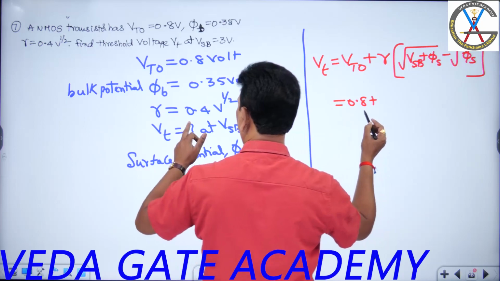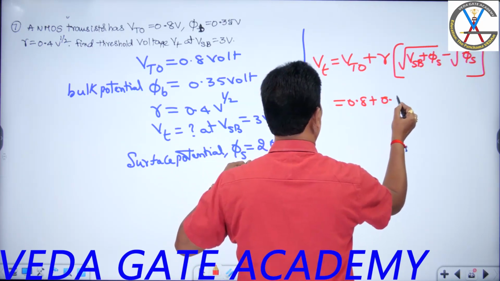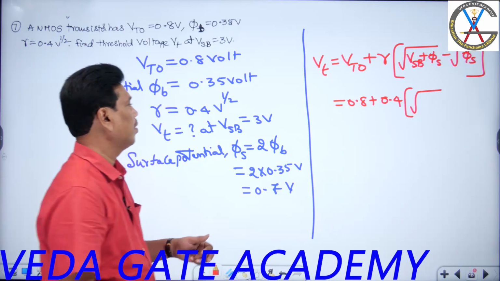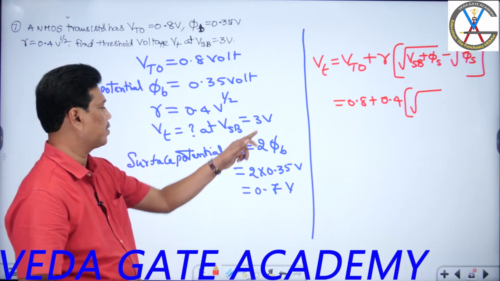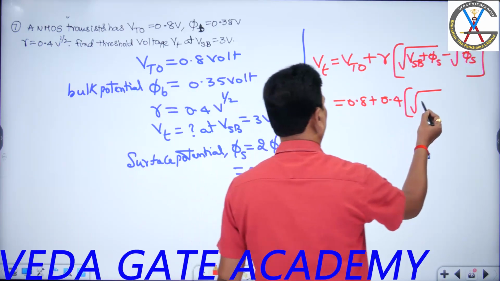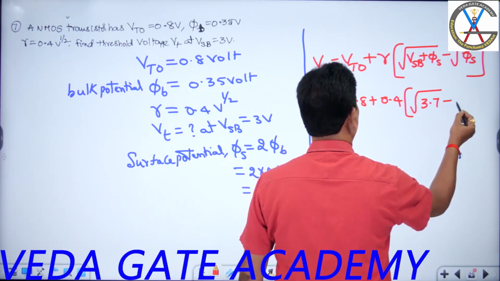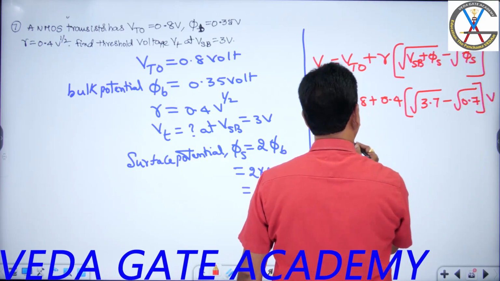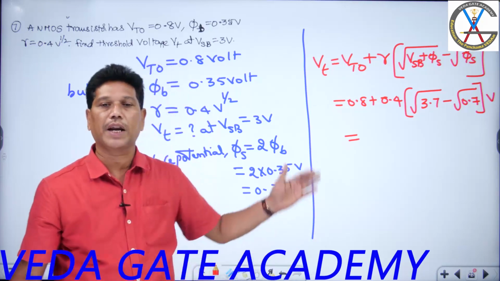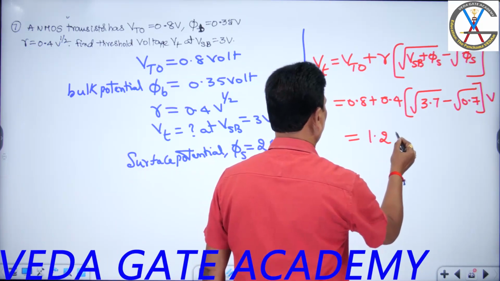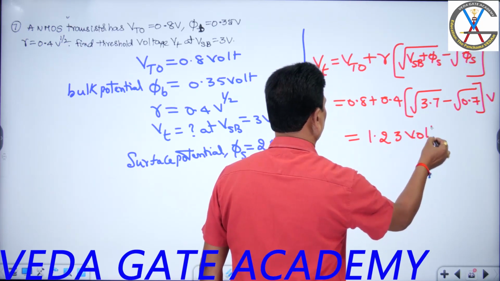The body effect coefficient is given as 0.4, into square root of VSB plus phi s. VSB equals 3 and phi s is 0.7, so root of 3.7 minus root of 0.7. If I calculate that, the threshold voltage comes to around 1.23 volt.